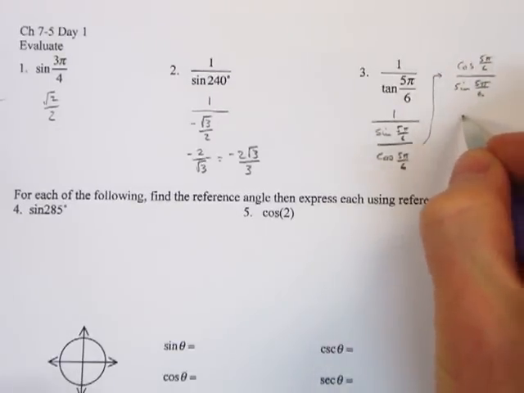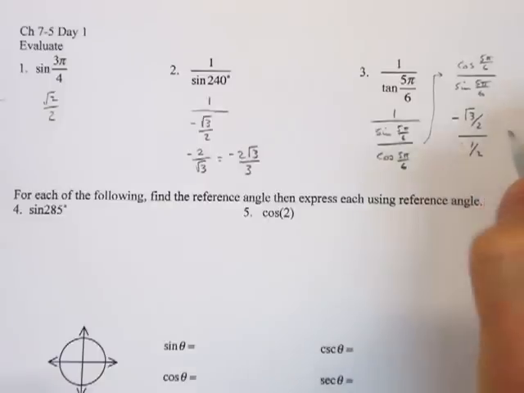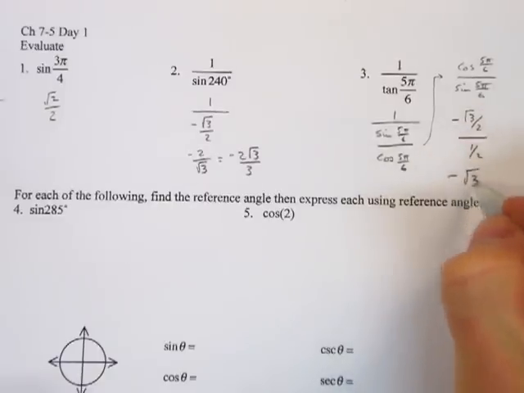Now we've got to say what's the cosine of 5 pi over 6? It has a reference angle of pi over 6. So it's square root of 3 over 2 over 1/2. It is in the second quadrant. The x value is negative. The y value is positive. So this simplifies to negative square root of 3.